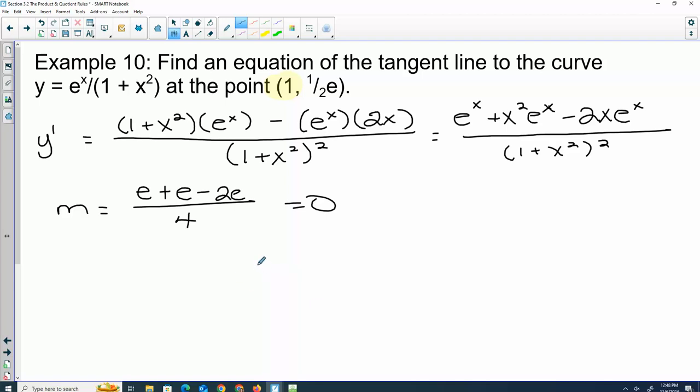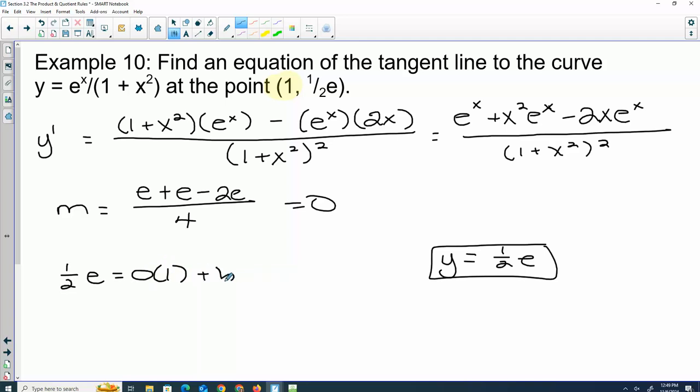So is it still a line? Well, yeah, what kind of line? Horizontal. What's the equation of a horizontal line? y equals a number, and the y value is 1/2 e. If you didn't catch that, you could do the whole y equals mx plus b. So e is our x, or is it just a number? No, it's just a number, because a horizontal line is y equals a constant. And you were already given y.